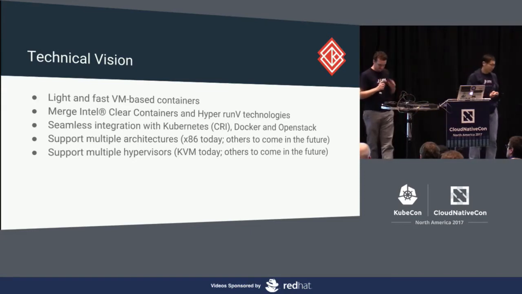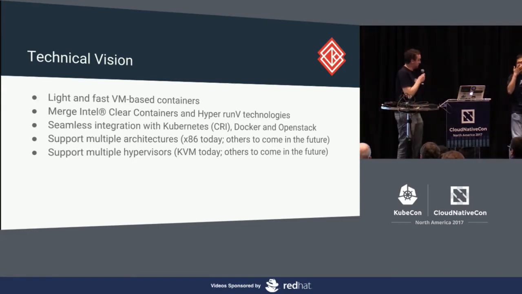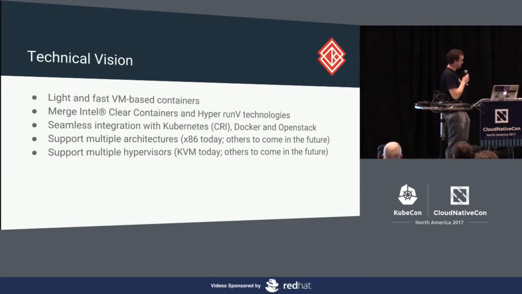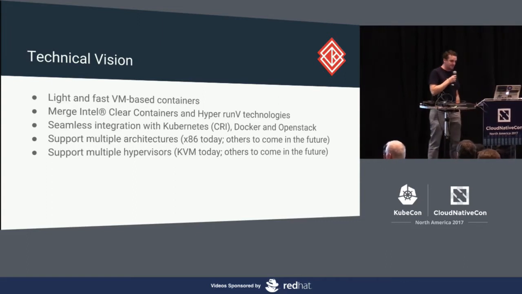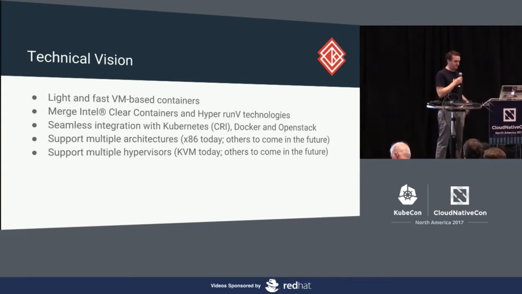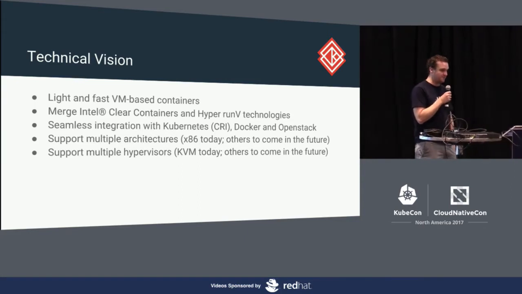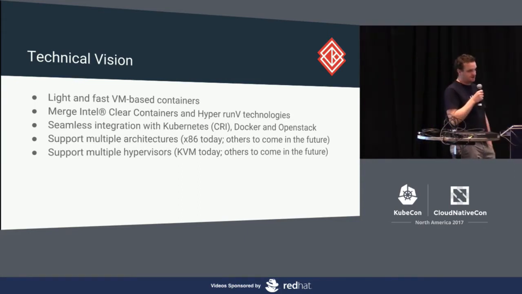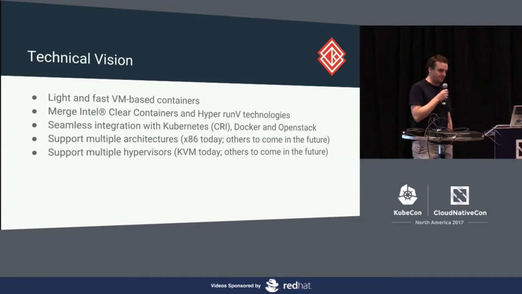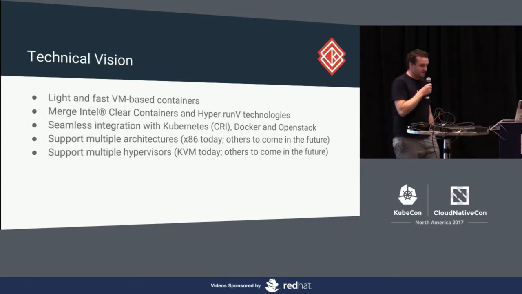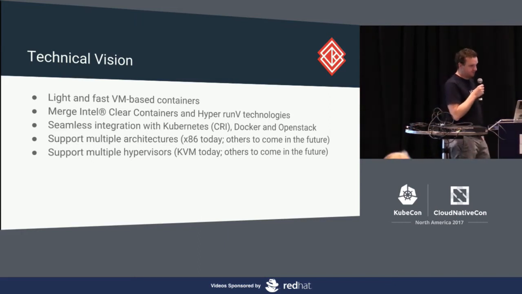So what do we want to do with Kata Containers? There are some technical aspects of the project, and there are also some non-technical ones. On the technical side, and this is why we merged, we have the same vision and we're going for the same thing. What we want to do is run light and fast VM-based containers. By VM-based containers, we mean each and every one of the containers is going to run in a full virtual machine. So the end goal is really to merge the two technologies, Clear Containers and Hyper's runV, together in the same code base under the same repo.